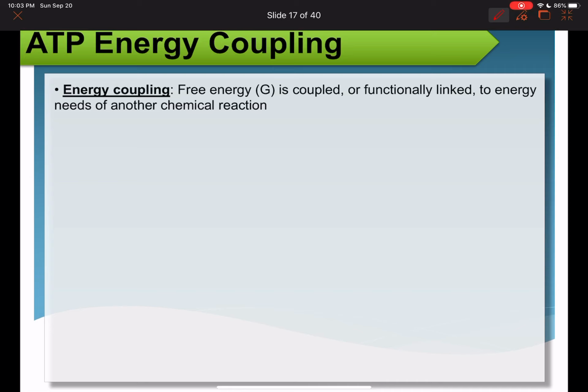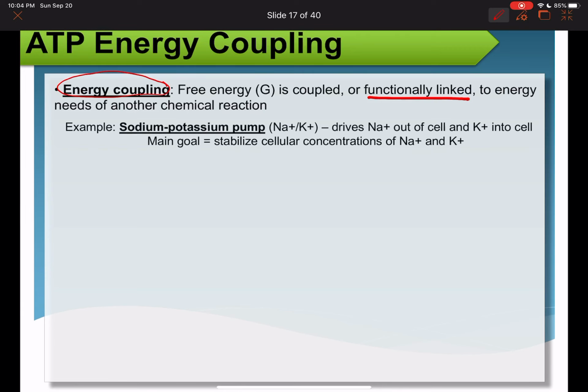So what we have just discussed with ATP hydrolysis and ATP dehydration reaction is a form of what we call energy coupling, where the free energy of a reaction is functionally linked to the energy needs of another chemical reaction. The amount of energy that we make is used to power another reaction somewhere else. That's what we mean by energy coupling. So for example, there is a very important protein we will talk about in anatomy and physiology when we learn about how our body is able to produce a muscle contraction via an electrical impulse coming from a neuron.